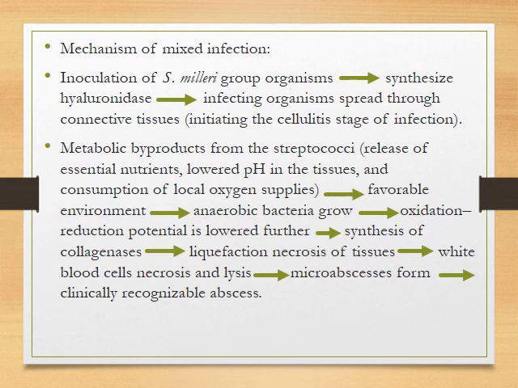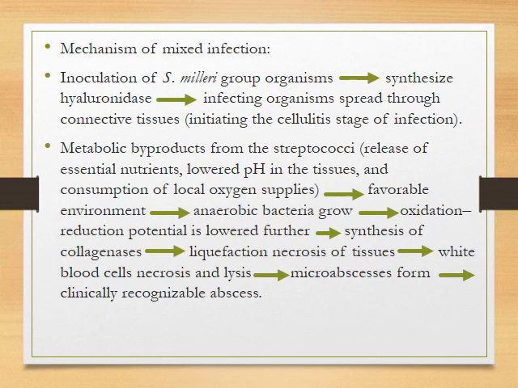At the cellulitis stage, we will have mixed aerobic and anaerobic bacteria. The metabolic byproducts from the streptococci, which include the release of essential nutrients, the lowered pH, and the consumption of oxygen, all lead to a favorable environment for the anaerobic bacteria to grow. With the growth of anaerobic bacteria, the local oxidation reduction potential is lowered further. At this stage, the anaerobic bacteria will predominate.